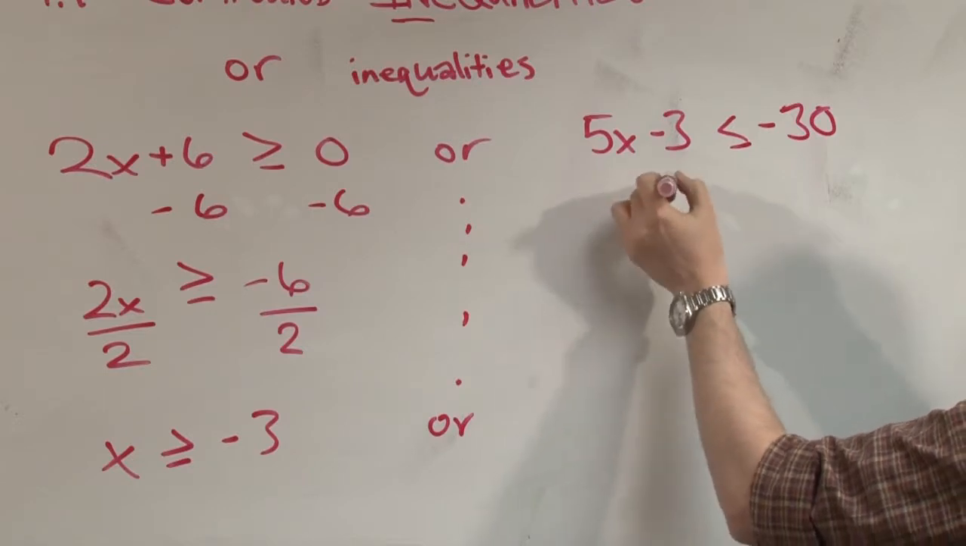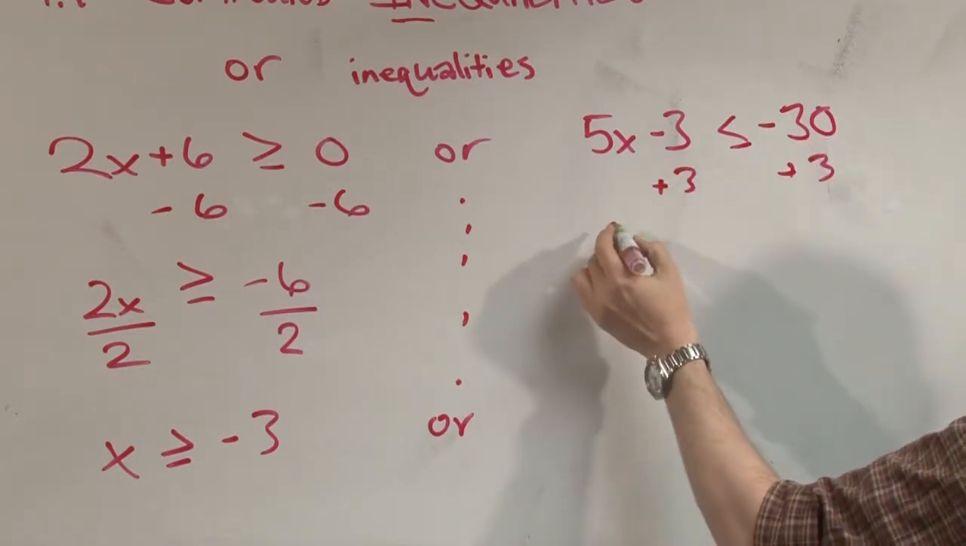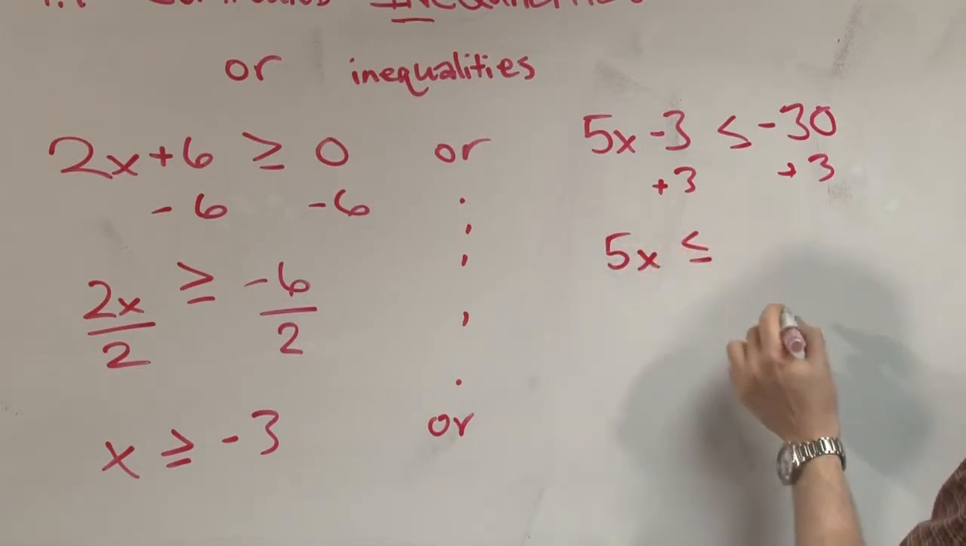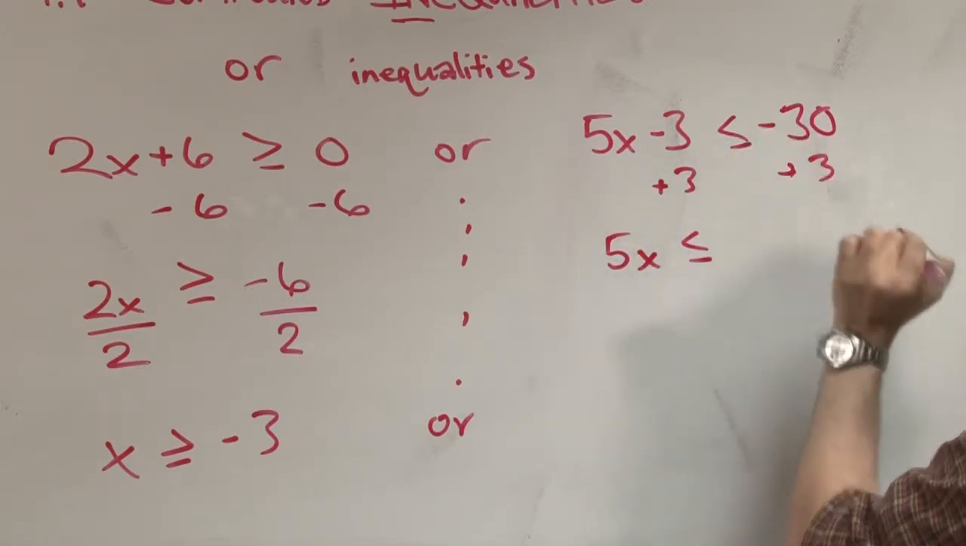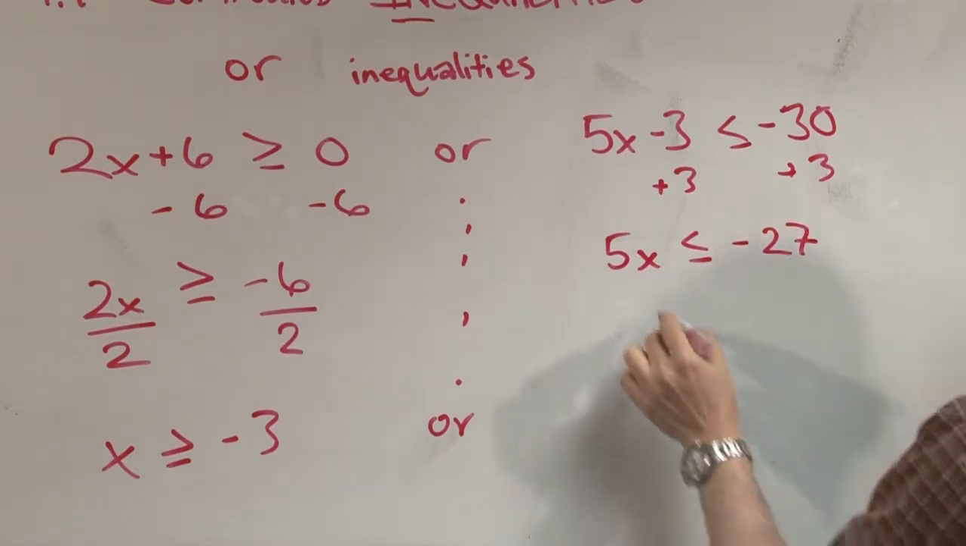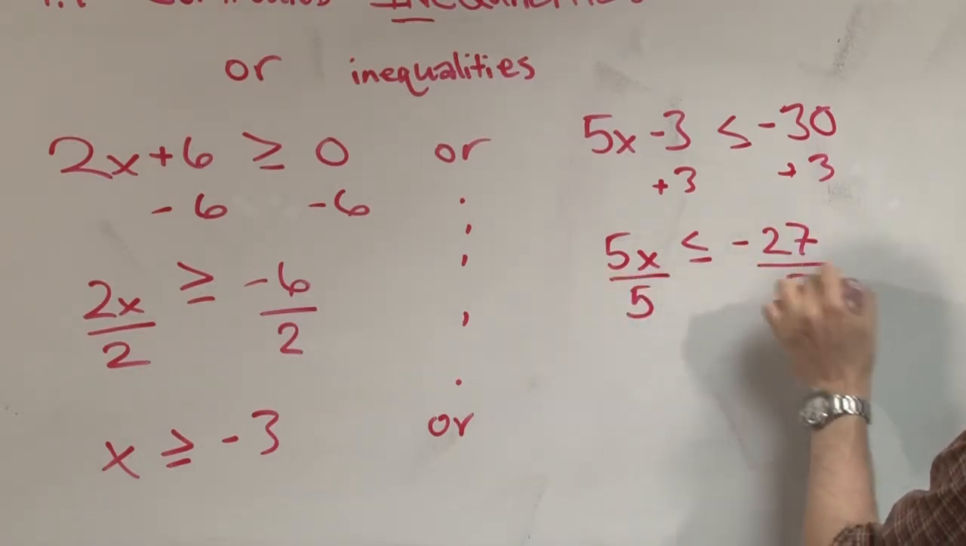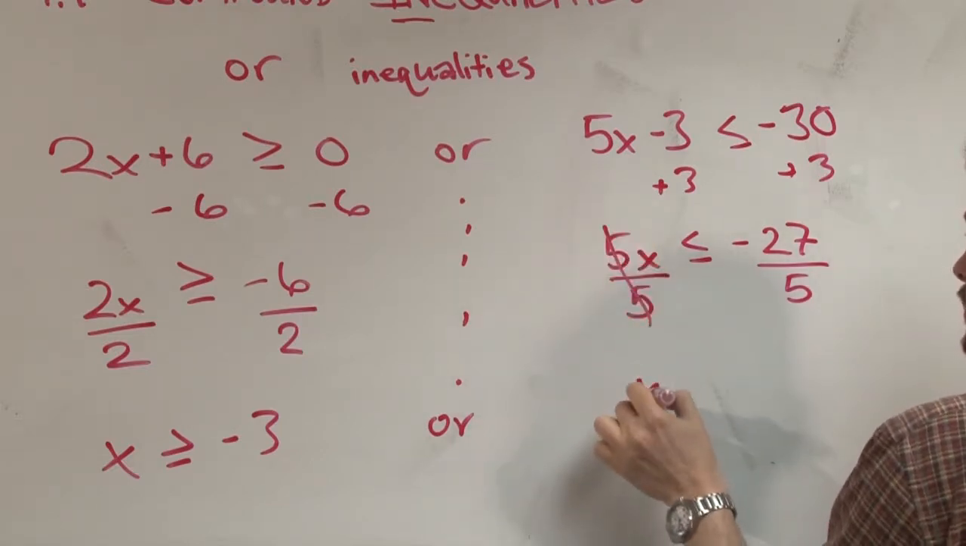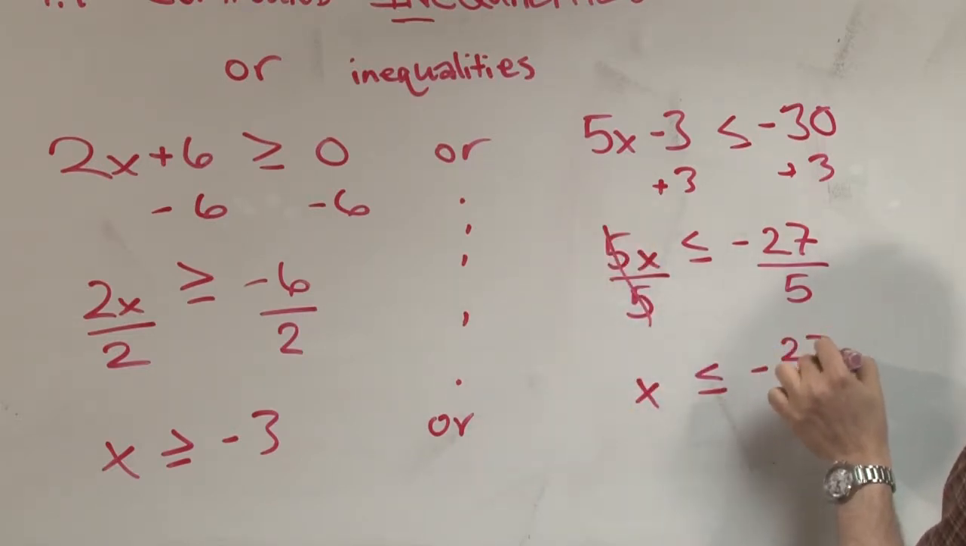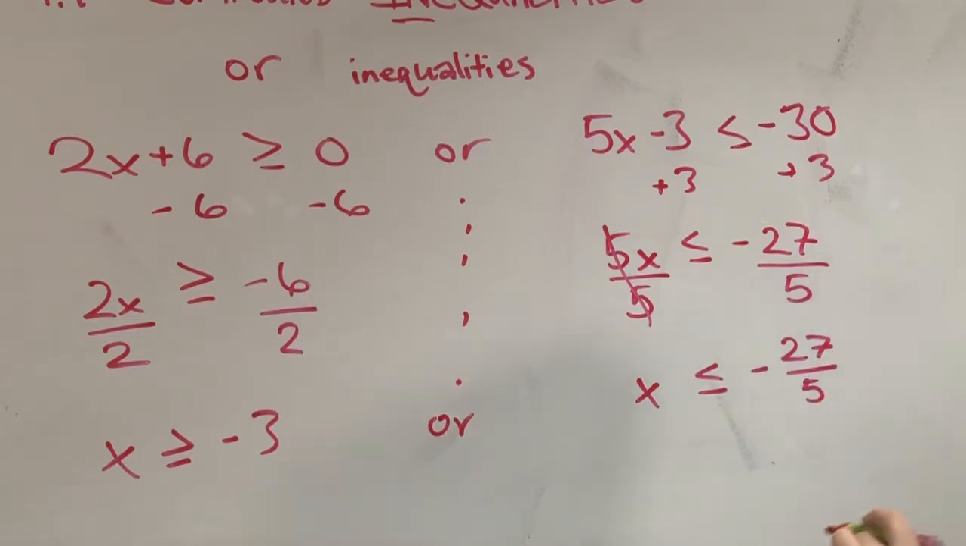and now I'll solve this side by adding 3 to both sides, and I get 5x is less than or equal to negative 30 plus 3, which is negative 27. And then dividing both sides by 5, I'm saying that x is less than or equal to negative 27/5, which is just slightly bigger than negative 4. Written as a mixed number, that would be negative 5 and 2/5.